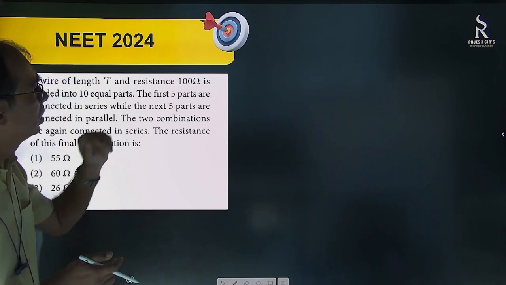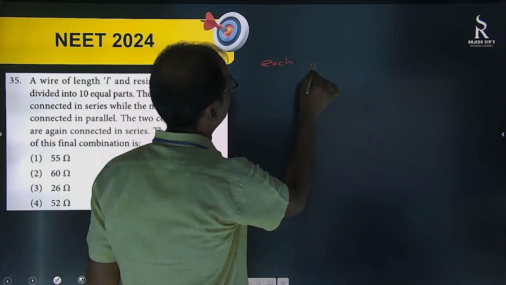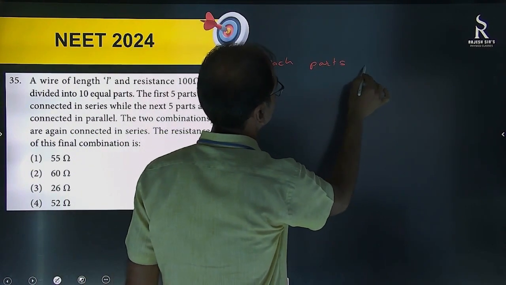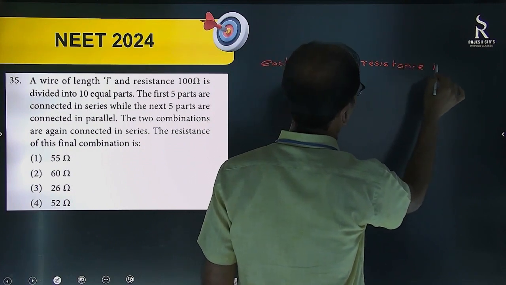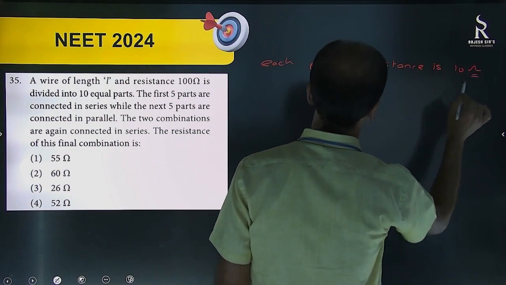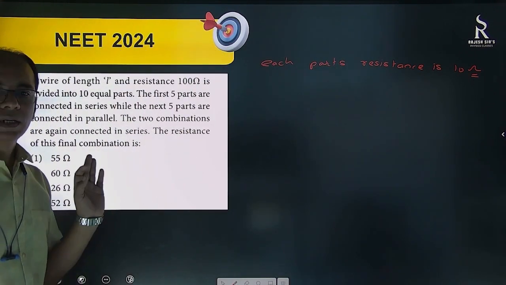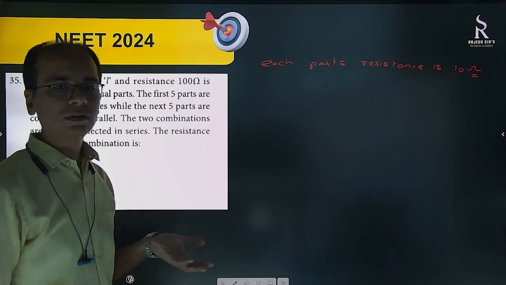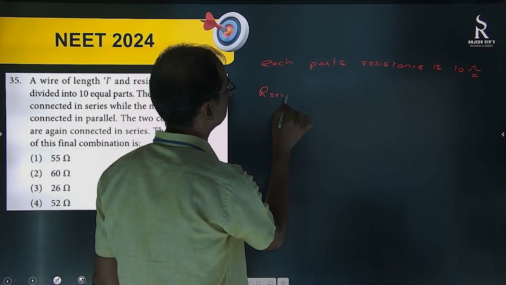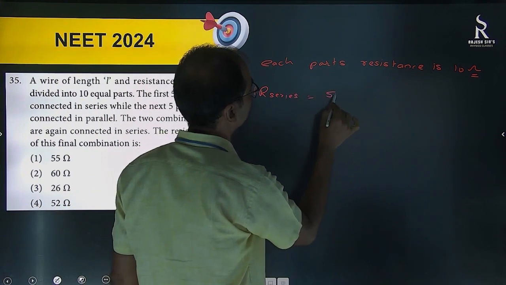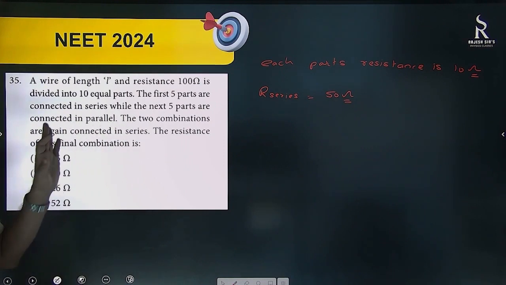Each part's resistance is 10 ohm. Now what are you doing? The first 5 parts are connected in series. So when you connect them in series, resistance will become 50 because it's added. R series is 50 ohm. Then the next 5 parts are connected in parallel.